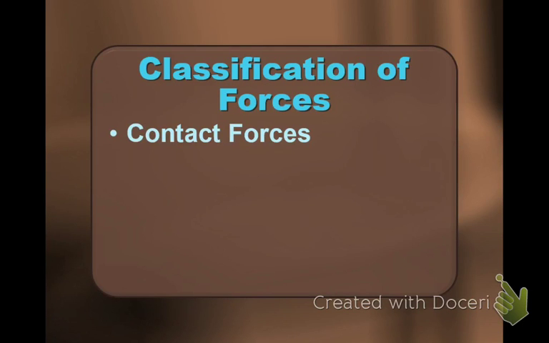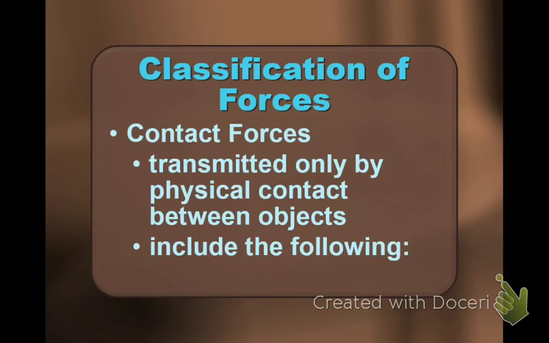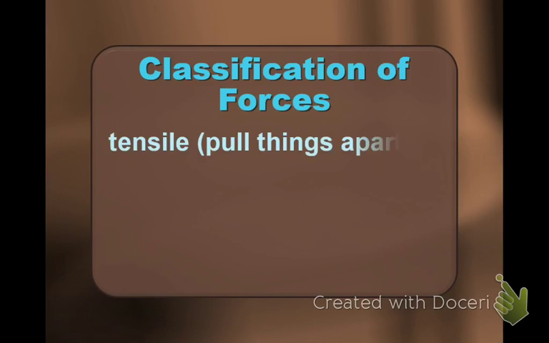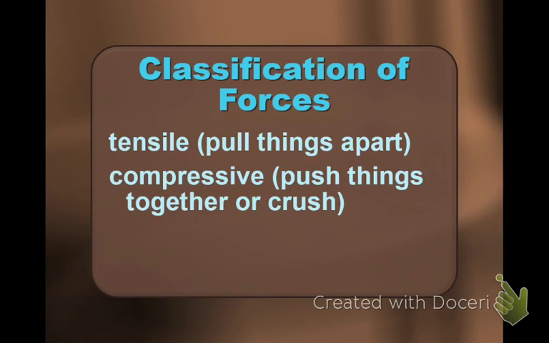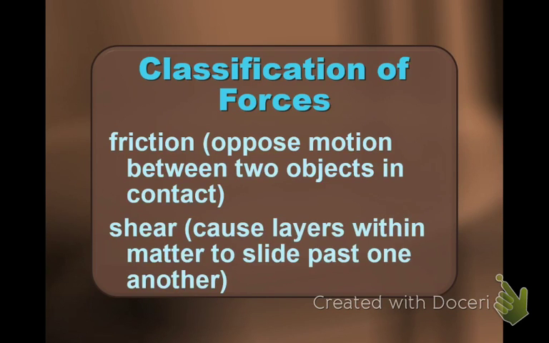Then you have contact forces. So we talked about non-contact. Now we're looking at contact forces. This means there has to be contact involved. Transmitted only by physical contact between objects, and they include the following. Tensile force is pulling things apart. Compressive, pushing things together or crushing them. Torsion is twist. And also friction, opposite motion between two objects in contact. Finally, we have shear. This is where it causes layers within matter to slide past one another.